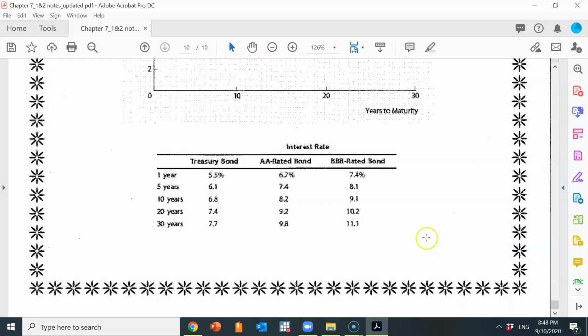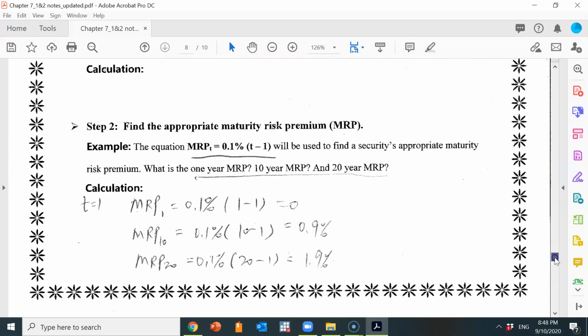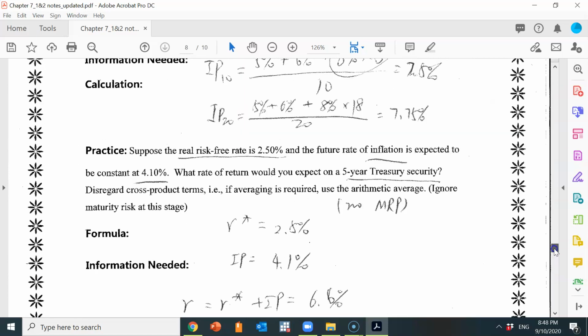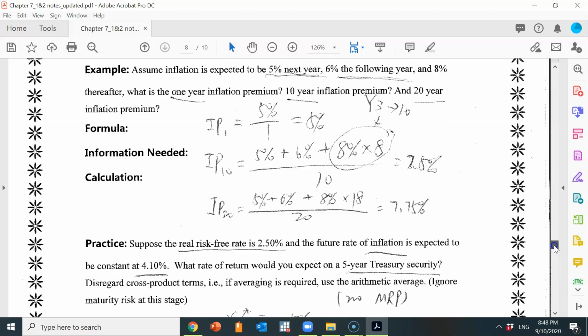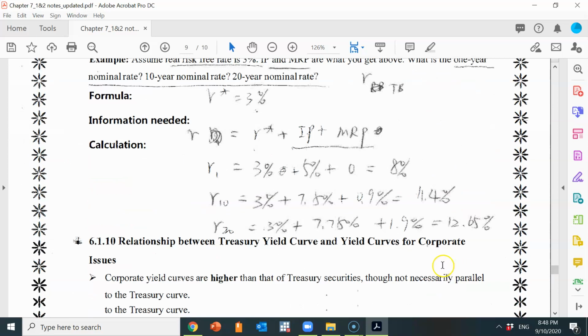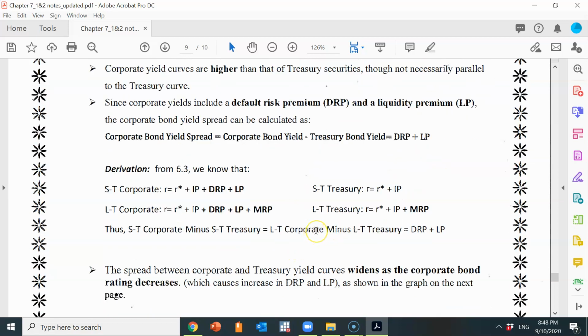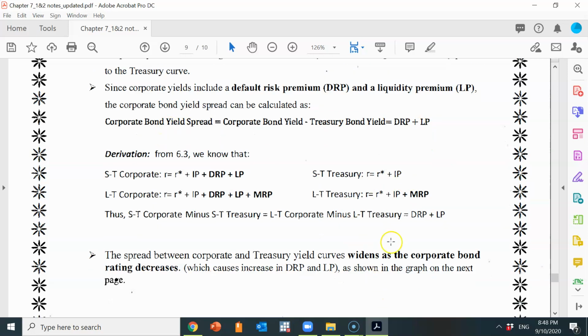Okay, so that's all for Chapter 7, Class 2. We learned how to construct the yield curve by calculating IP and MRP and adding them to R star, so we have the interest rate R for long-term treasury bonds for different maturities. We also learned that the difference between corporate bonds and treasury bonds is DRP and LP, and we call it the corporate bond yield spread. As the rating goes down and the firm gets riskier, we have a larger spread. DRP and LP are larger.